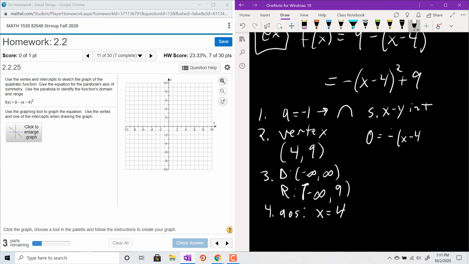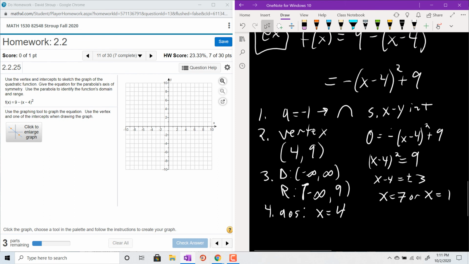So 0 equals negative (x minus 4) squared plus 9. We can add the (x minus 4) squared to the other side, and then use the square root property. So x minus 4 is plus or minus root 9, which is 3. And then x equals 4 plus 3, which is 7, or x equals 4 minus 3, which is 1. And you can get the y-intercept. I don't think we need it here, though. Let's see what we actually do need.